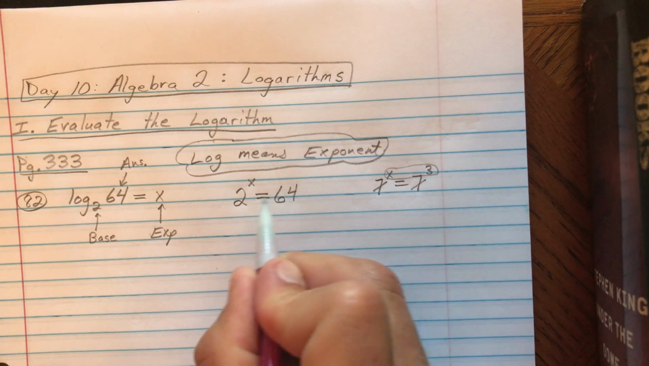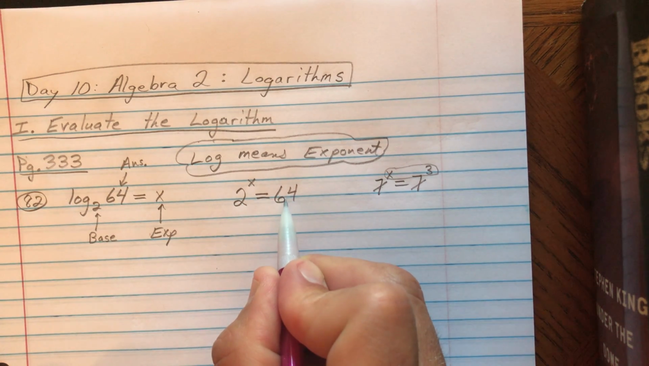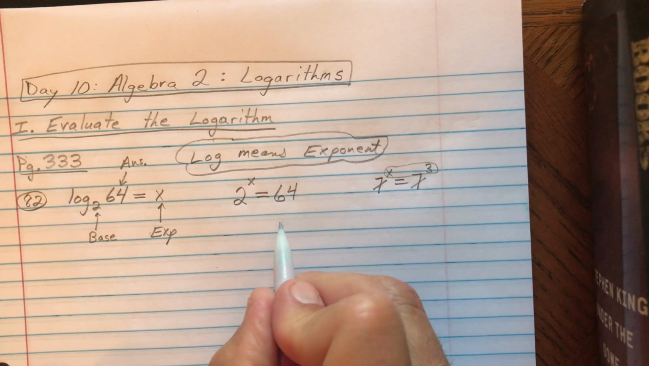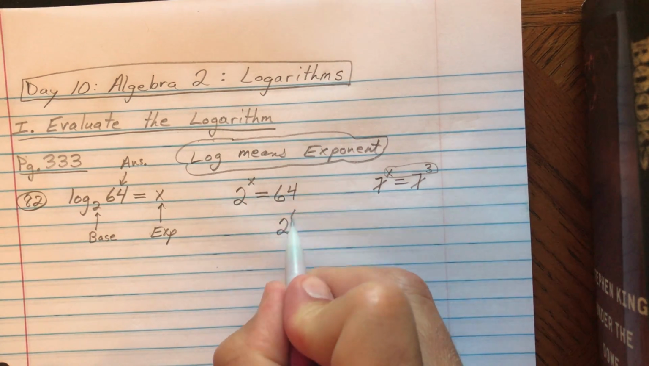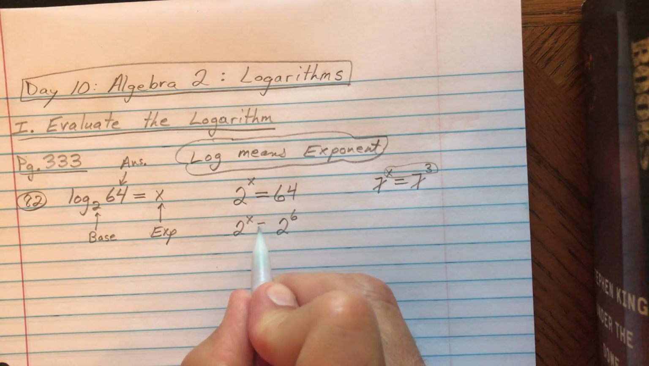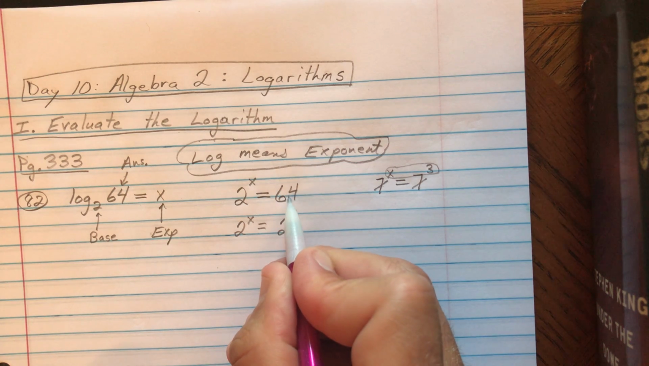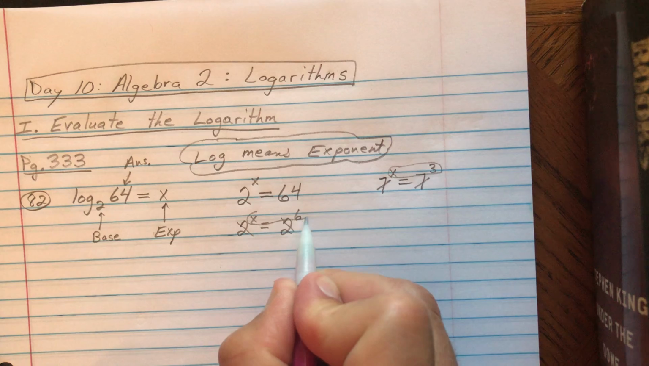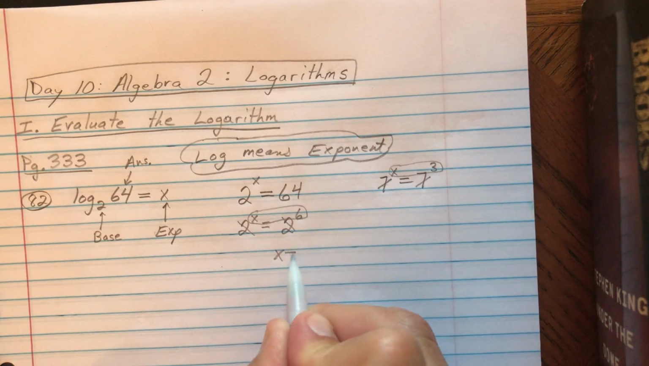So we want these bases to be the same. So let's take this bigger number, 64, and think about a way we could rewrite it using a 2. If you think about it, 2 to the 6th is really 64. So if I rewrite 64 as 2 to the 6th, now the bases are the same. Therefore, the exponents are equal. So x is 6.